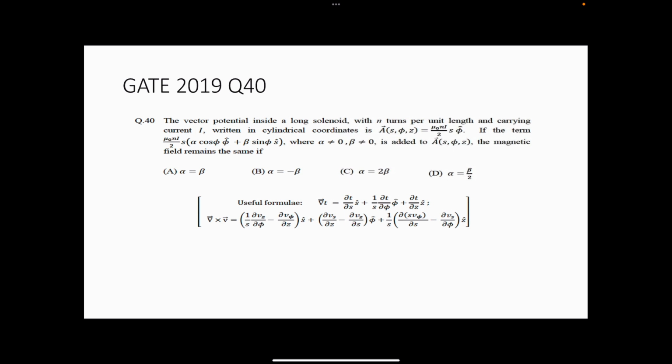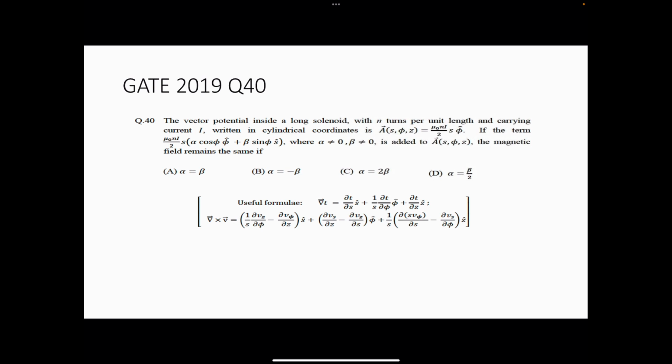So this is GATE 2019 question number 40, which states that the vector potential inside a long solenoid with n turns per unit length and carrying current I, written in cylindrical coordinates (S, phi, z), is given as: the magnetic vector potential A = (mu naught n I by 2) S phi cap.